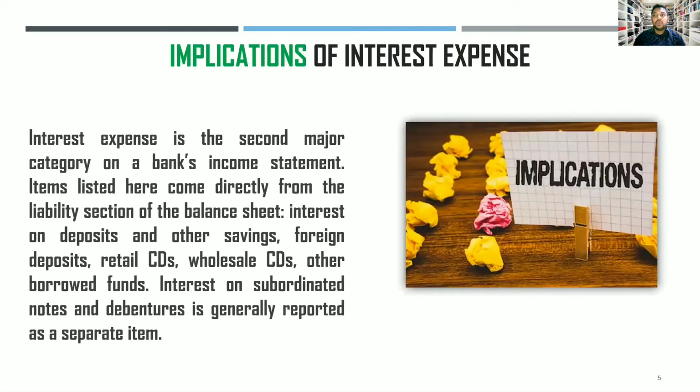So basically, what are the implications of interest expenses? Interest expense is the second major category on a bank's income statement. The items listed here can come directly from the liability section of the balance sheet. For example, interest on DPO deposits and other savings, foreign deposit, retail CDs, wholesale CDs, and other borrowed funds. Interest on subordinated notes and debentures are generally reported as a separate item.